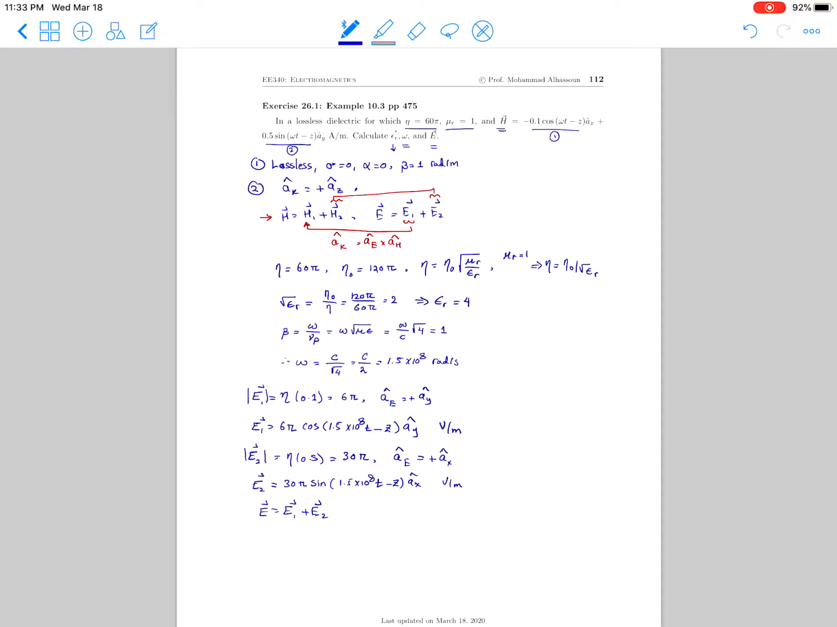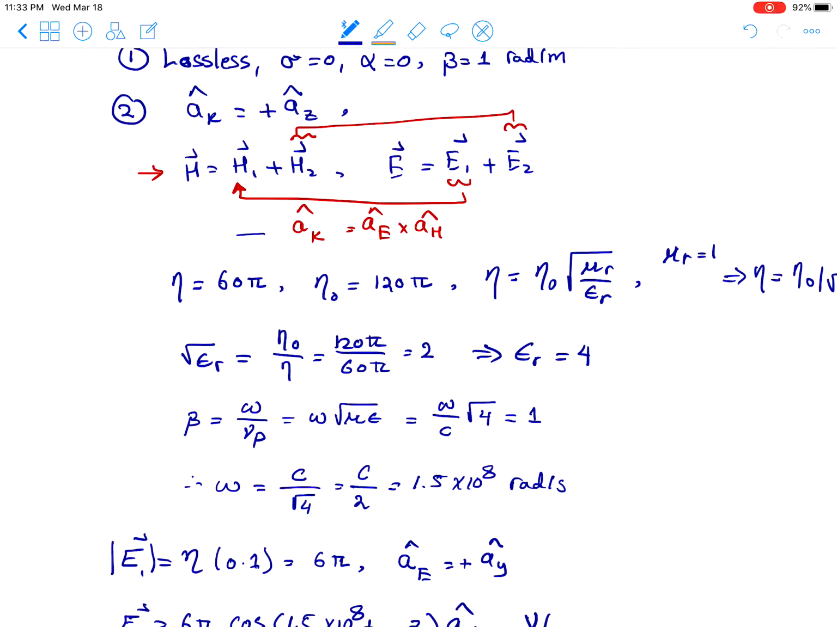Therefore, from this exercise we know that it's not necessary that we have one component of the electric field or one component of the magnetic field. We can have two perpendicular components, and we can use what we know about the direction of the electric field. We can use this formula to determine the direction and scale the magnitude of the electric field by the intrinsic impedance of the medium.